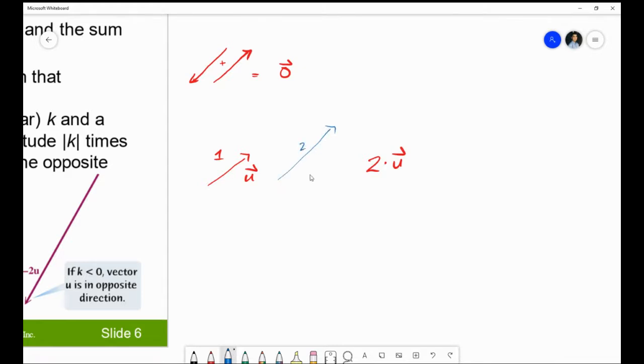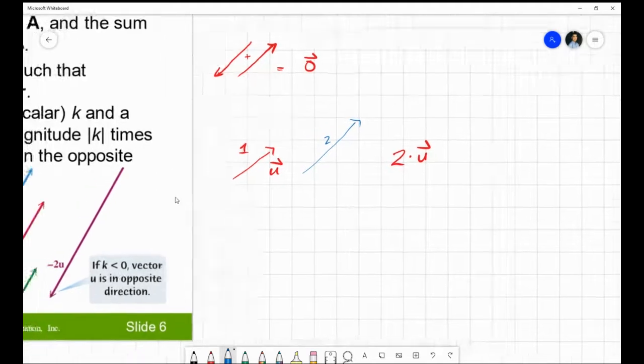So let's say this one right here. So this is 2 times vector u, which here you see the direction is still the same. The only thing that's different is that the magnitude or the length of this vector is now double the original. Okay, so that's what the scalar product means.